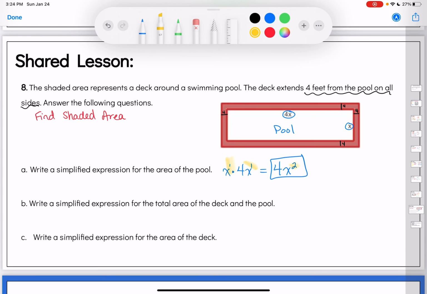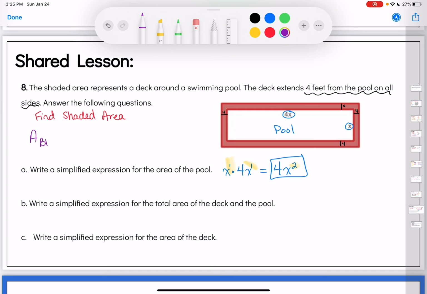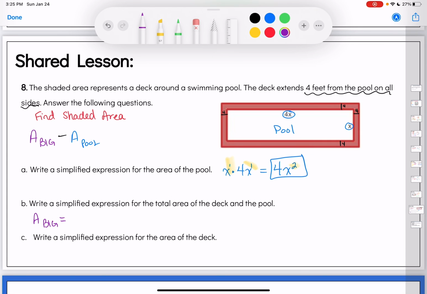Okay, now it's saying find the area of the deck and the pool, meaning the big, right? If we're trying to find the shaded area, I want to find the area of the whole big thing minus the small one to get the shaded area. So this would really be area of the big minus area of the pool, right? So what they're asking for in part B is the area of the big. Oh, we don't have the dimensions of the big. We gotta figure that out.